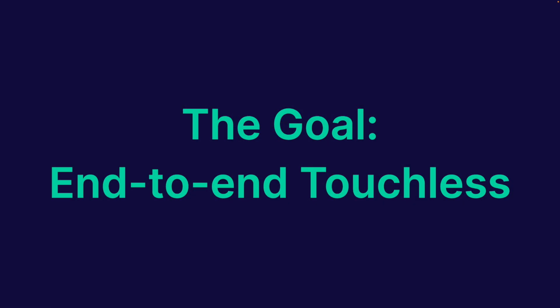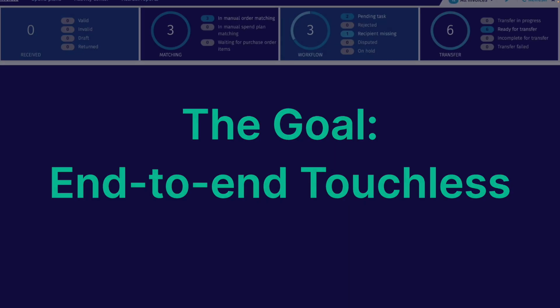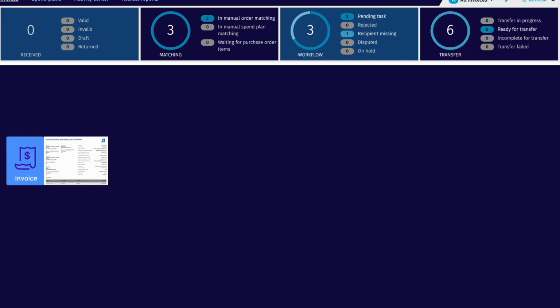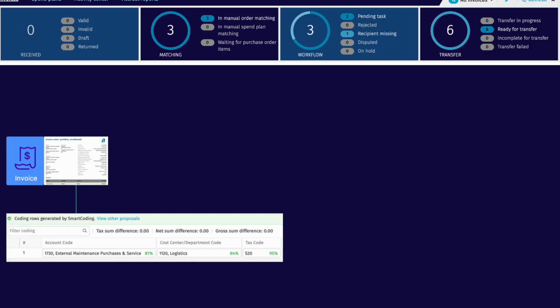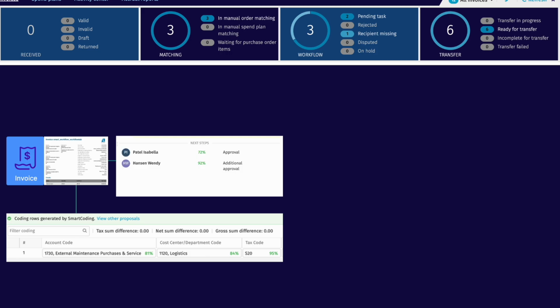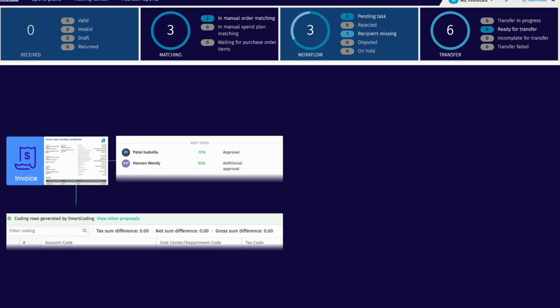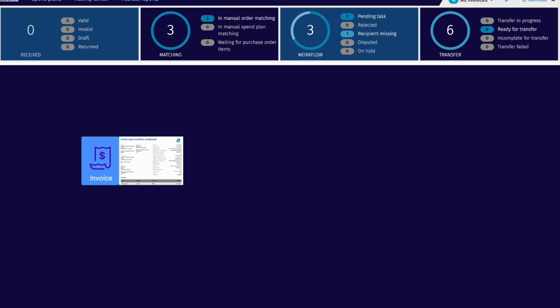But ultimately, our goal is for you to have end-to-end touchless accounts payable automation. And with that goal in mind, here are a few ways where Bassware is utilizing artificial intelligence to help increase your straight-through processing. First up, when an invoice comes in and does not have a purchase order, Bassware utilizes smart coding and smart workflows to help free up your team's time. Smart coding will suggest coding based on historical documents, and smart workflow will suggest workflows based on how invoices have been routed in the past.